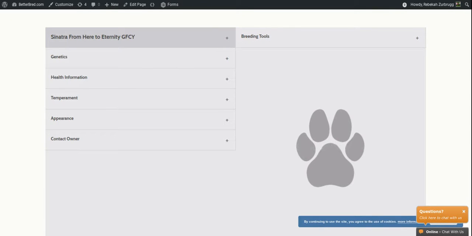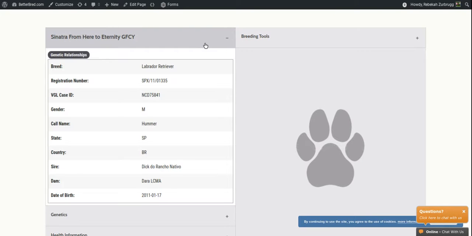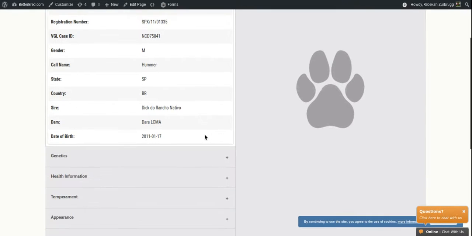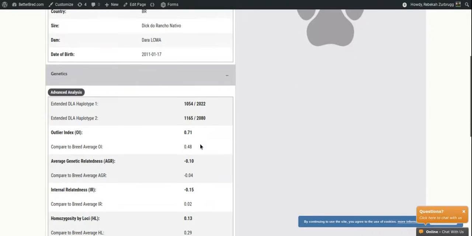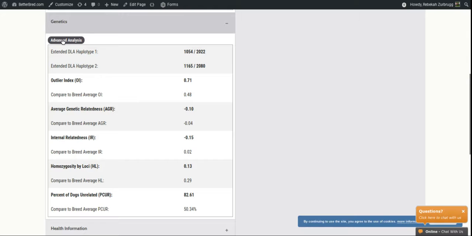Hi, I'm going to do a quick video on this dog, Sinatra from Here to Eternity, gfcy. It's a male dog that was just uploaded yesterday. So I'm going to go through the genetics on his profile, and then I'm going to go up to the advanced analysis and we can discuss what we see there.